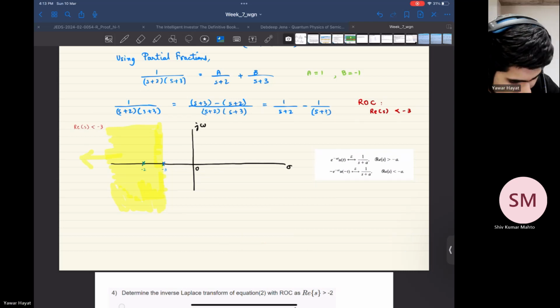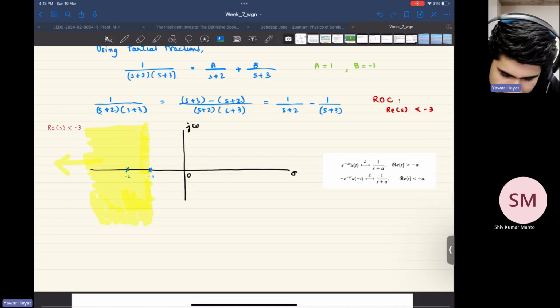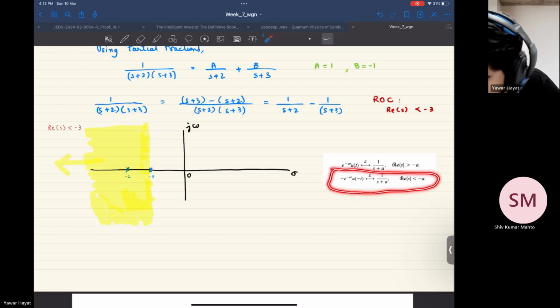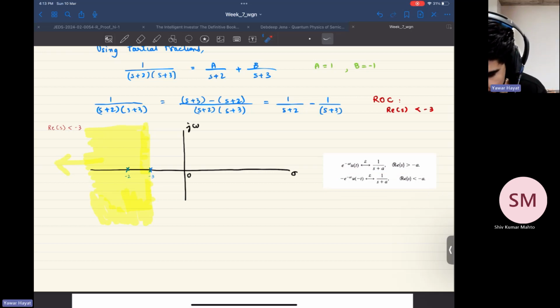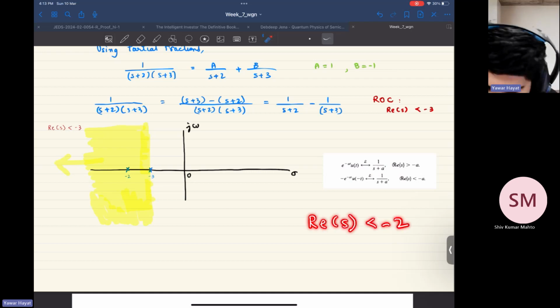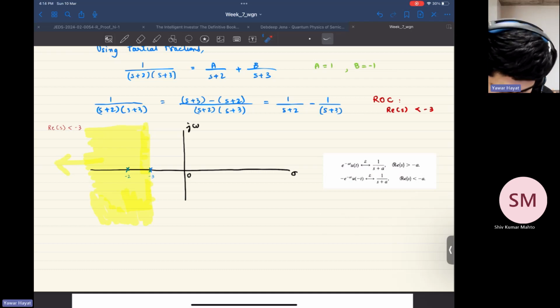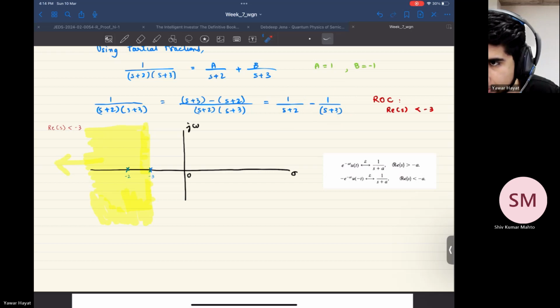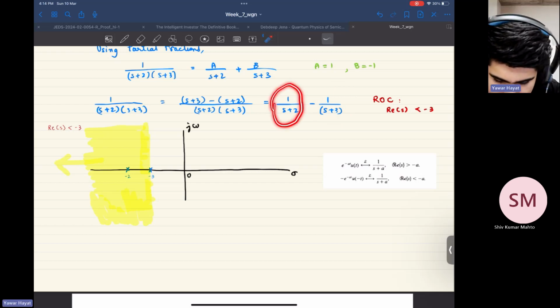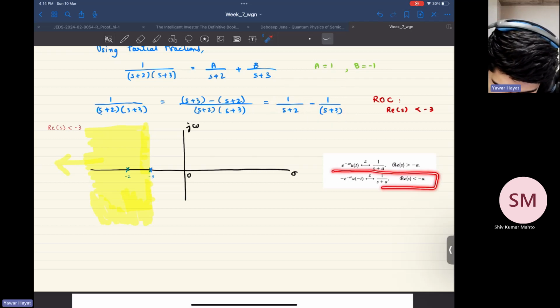Right. What about 1 by s plus 2? Will 1 by s plus 2 be this case? Why? Because if real part of s is less than minus 3, then I can write that real part of s is also less than minus 2. Right? So for that one, I can readily use this result. In fact, for both the poles, pole minus 2 and pole minus 3, both these terms will fall under this case.